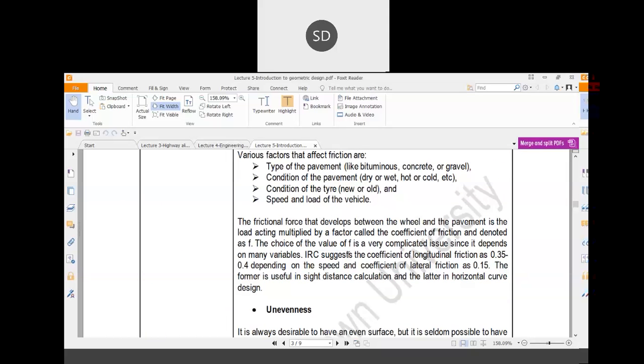So IRC suggests the coefficient of longitudinal friction as 0.35 to 0.4 depending on the speed, and coefficient of lateral friction as 0.15. So these are the specifications for longitudinal and transverse friction, or lateral friction. In detail, we will discuss this later.